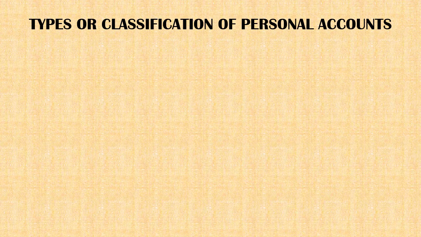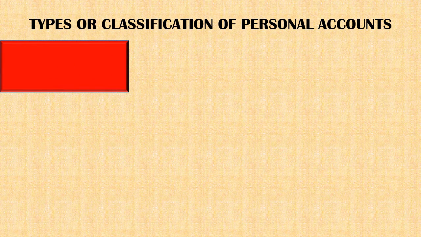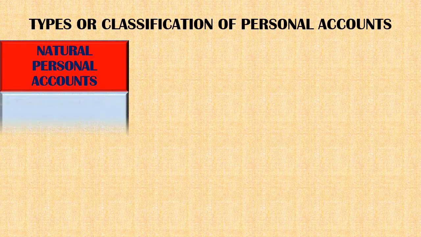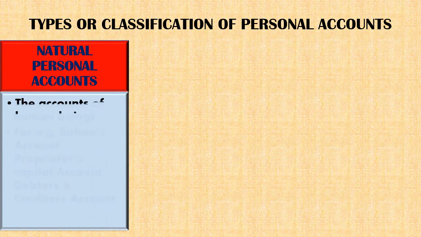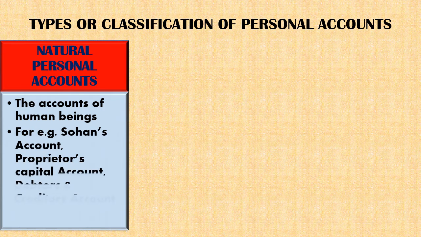Now let us look into the types or classifications of personal accounts. The first one is natural personal accounts. These are the accounts of human beings, for example, Sohan's account, proprietor's capital account, debtors and creditors accounts. In the debtors account, we write the names of all the persons to whom we have sold goods on credit and who will pay money later. In the creditors account, we write the names of all those persons from whom we have purchased goods on credit and whom we will pay later on.